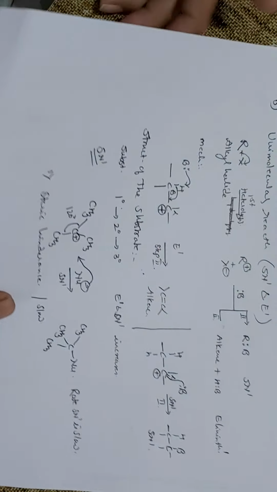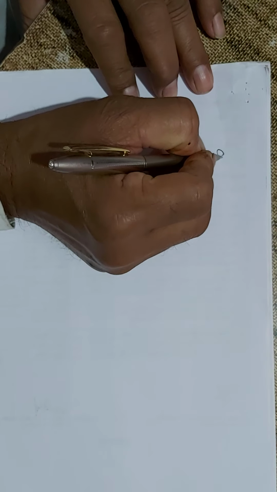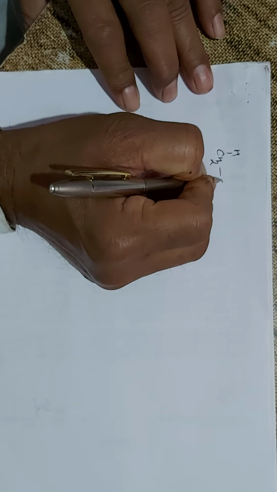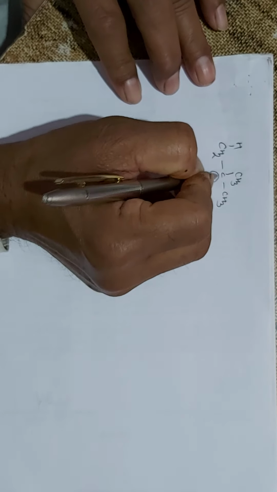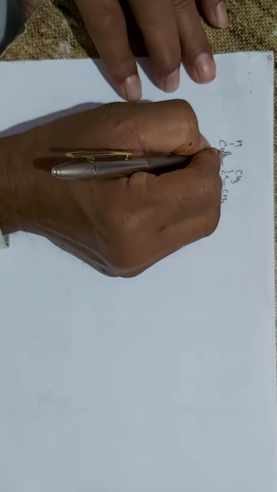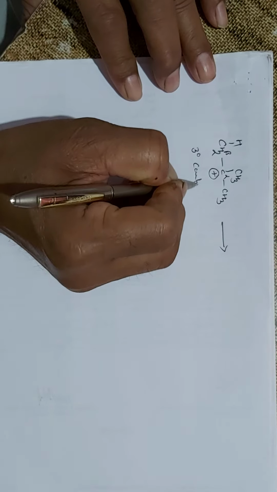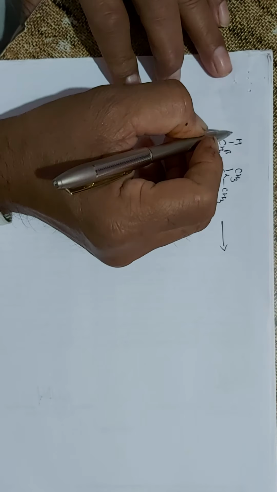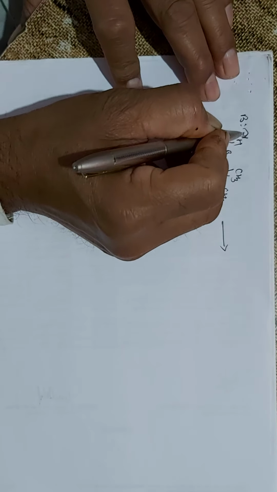In the elimination reaction, the attack of the negatively charged species where it behaves as a base, that is CH3, CH3, and here it's a positively charged species, this is alpha carbon, this is beta carbon, and here it's a tertiary carbocation. In both reactions the tertiary carbocation behaves better, and it gives the faster reaction.